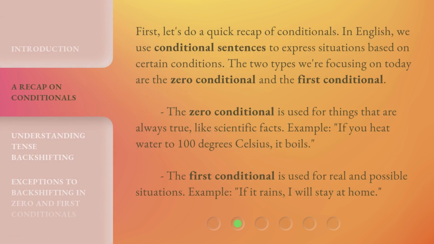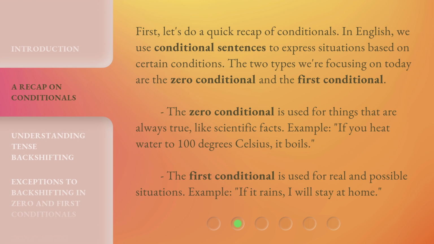First, let's do a quick recap of conditionals. In English, we use conditional sentences to express situations based on certain conditions. The two types we're focusing on today are the zero conditional and the first conditional. The zero conditional is used for things that are always true, like scientific facts. Example: if you heat water to 100 degrees Celsius, it boils.